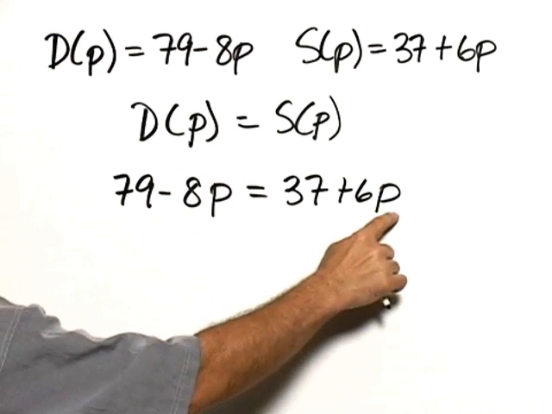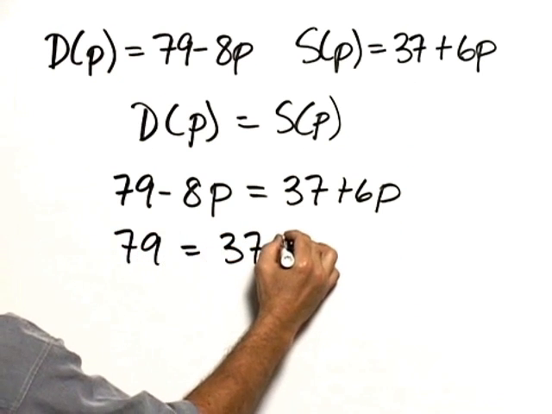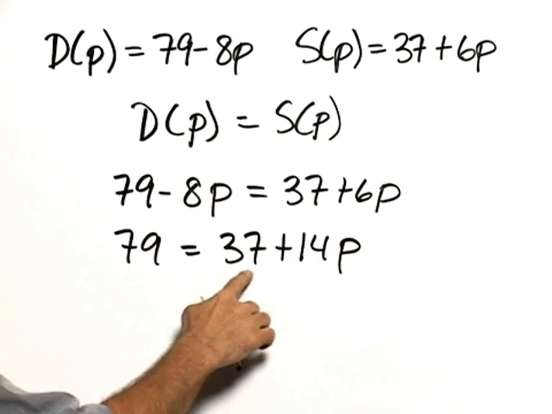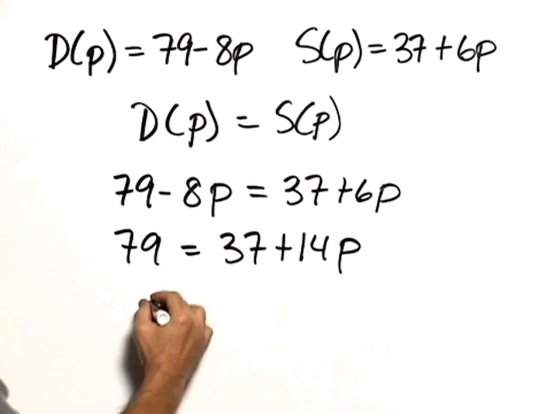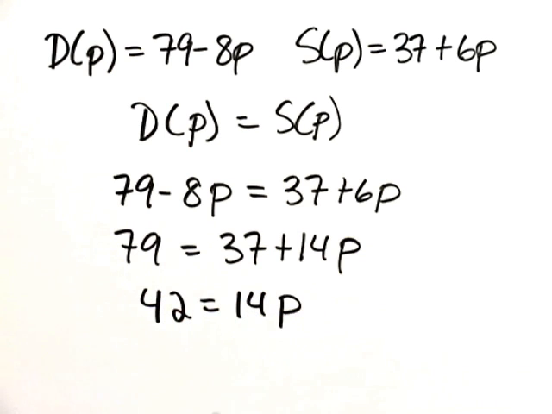Let's add 8p to both sides. 79 is equal to 37 plus 14p. And subtract 37 from both sides. So 42 is equal to 14p. Then divide both sides by 14, and you find that p, which remember represents the price, would be $3.